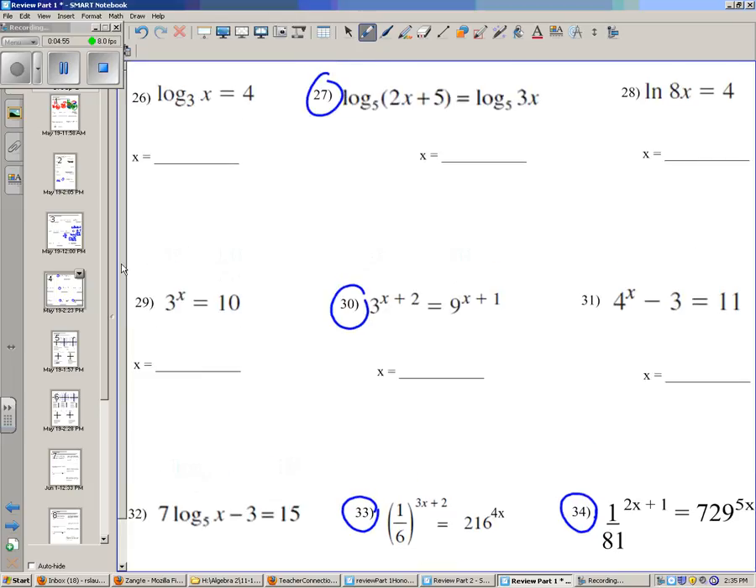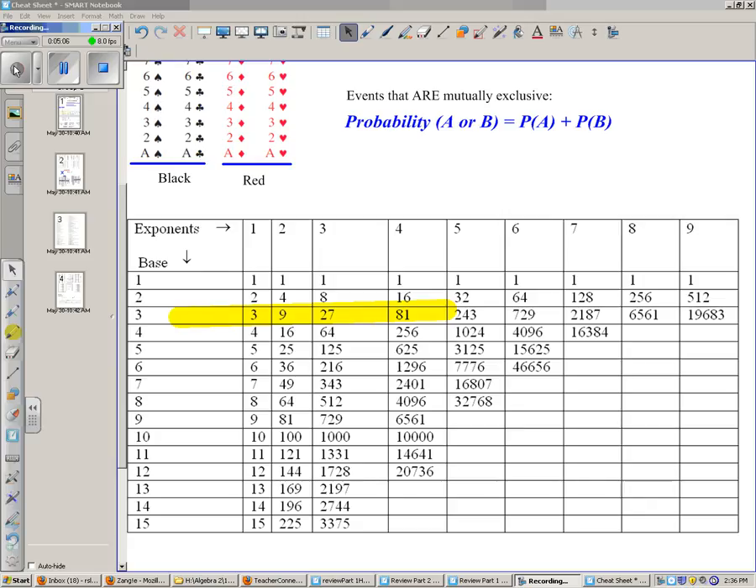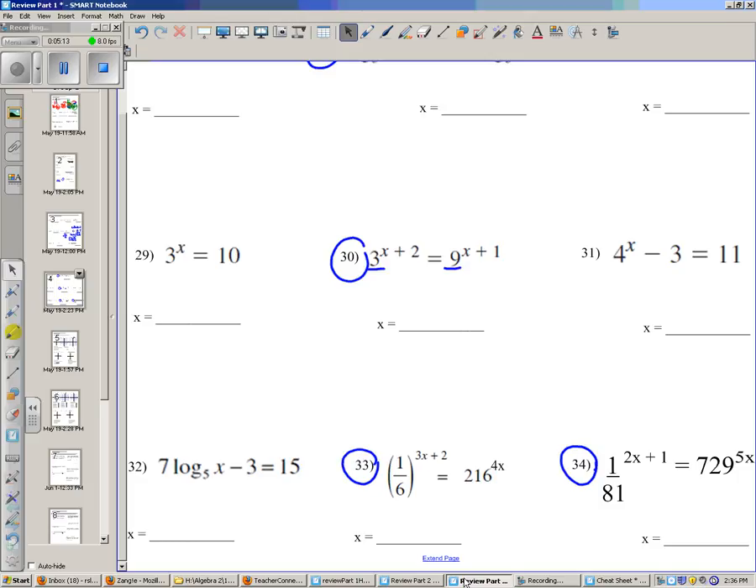So let's start with the exponent ones. With the exponent ones, you need to use your cheat sheet and find the row that has both 3 and 9 in it. 3 and 9 are both in the row with a base of 3, so that's where I'm going to start. The left side is good to go because it already is a base of 3. And the right side, to make it into a base of 3, it's 3 squared. That's the same as 9. So I still have 9 to the x plus 1 power.